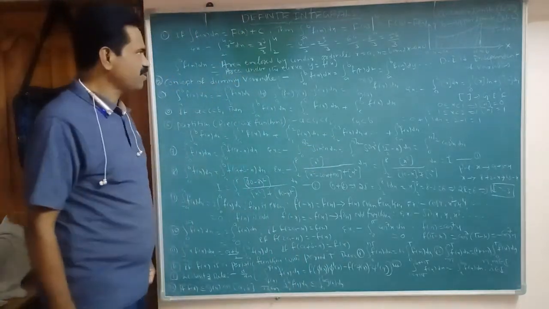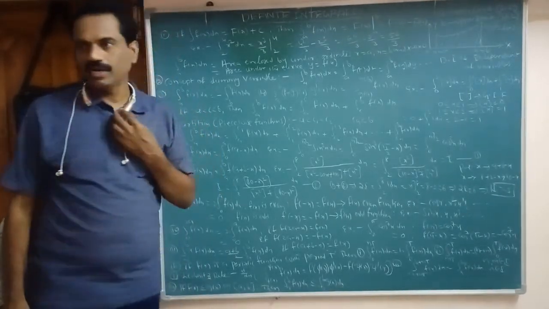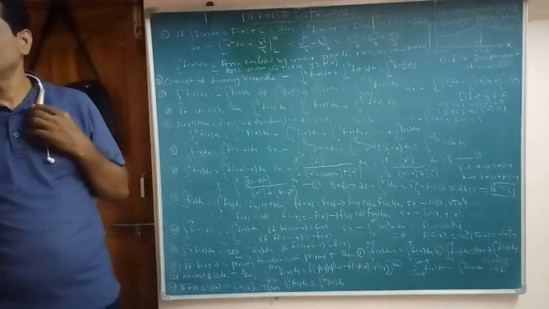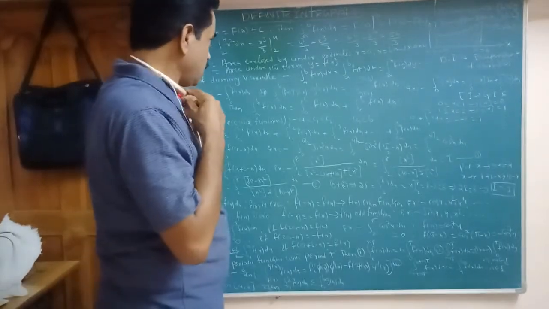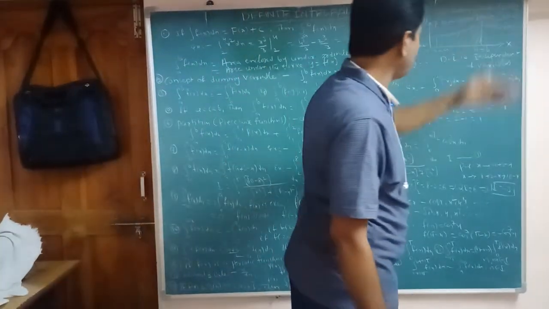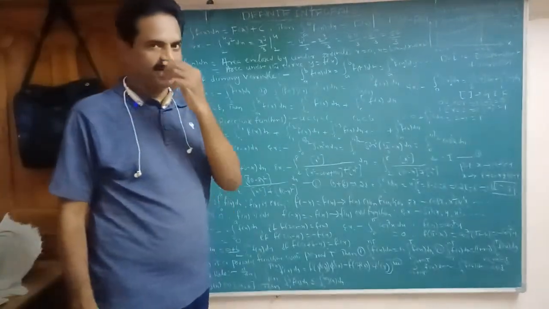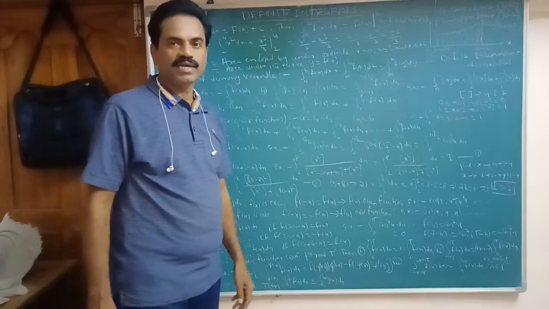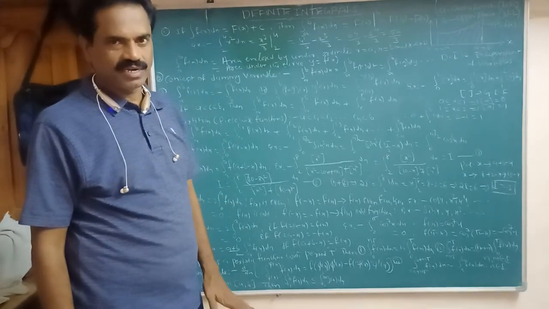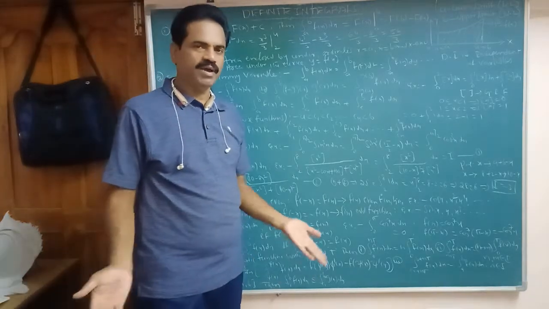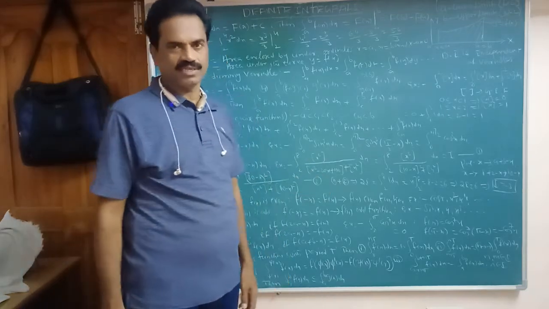First, if the integral of f of x dx equals F of x plus c, then the integral from a to b of f of x dx equals F of b minus F of a. Here a is called the lower limit and b is called the upper limit. For example, the integral from 2 to 4 of x square dx. Don't write plus c after integration here. We cancel the plus c. Similarly, the properties are the same as in indefinite integration.